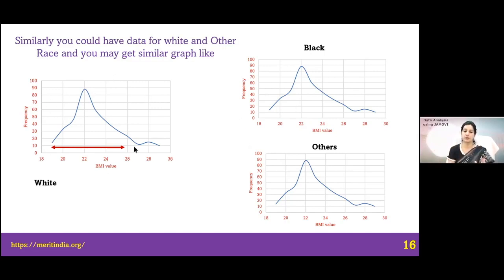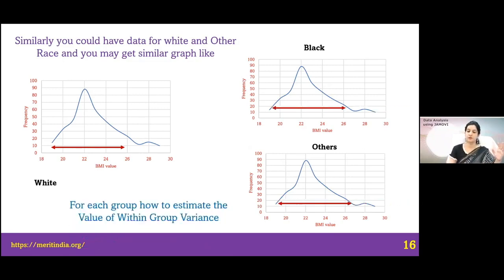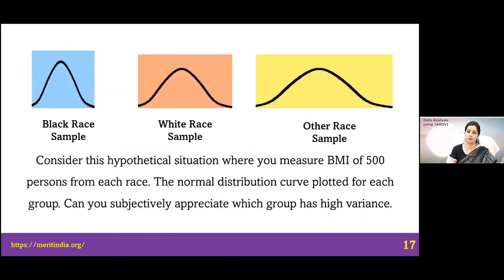This is the within group variance among the white, in the black, and here we are seeing BMI. And this is a BMI value. So if you calculate the variance in one group, this is known as the within group variance. Is it okay to all of you? So you will have 3 variances here, 3 within group variances. For each group, we have to estimate the value of within group variance.